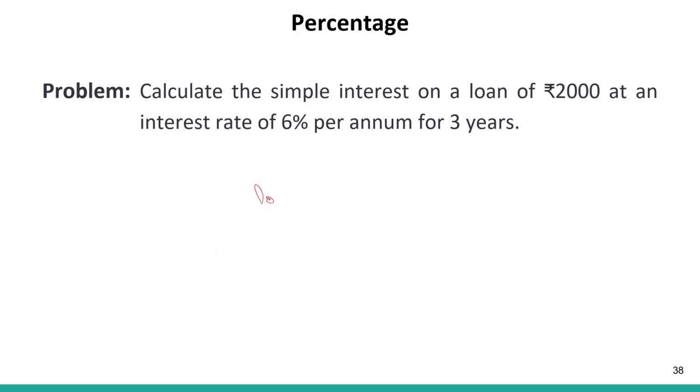Okay, so loan amount is 2000 rupees. Okay, so the interest rate is equal to 6% per annum, and time period is 3 years. Okay, so you have 3 years as time period, 6% as interest rate, and loan amount is 2000. So we want to calculate the simple interest.